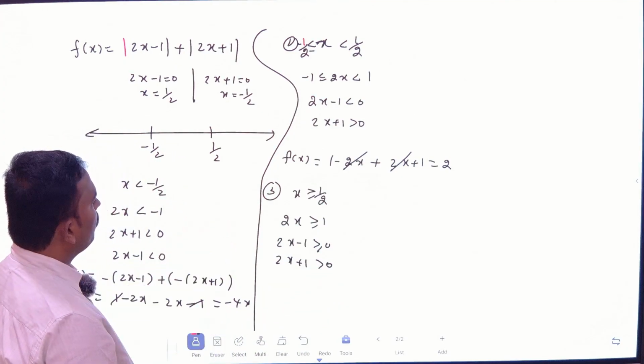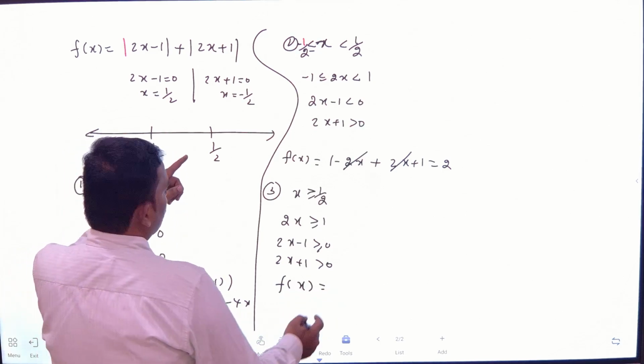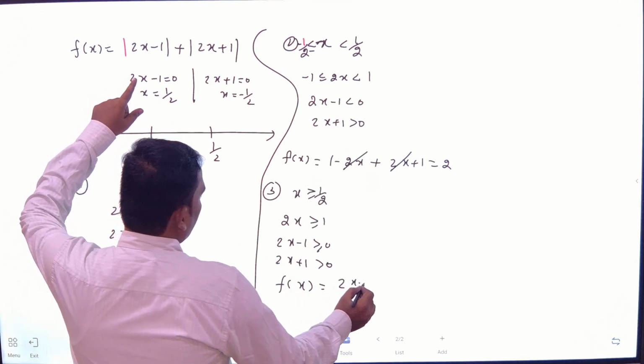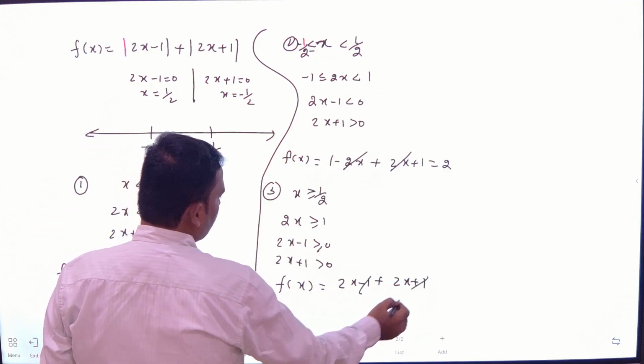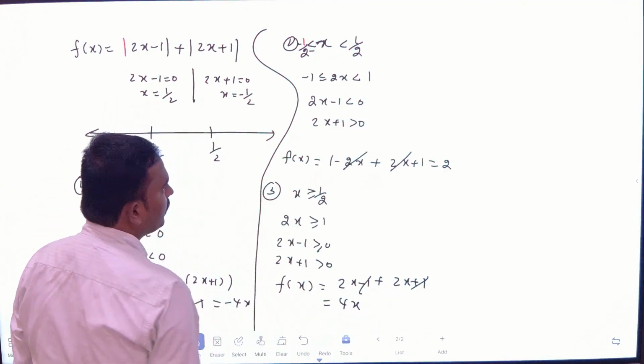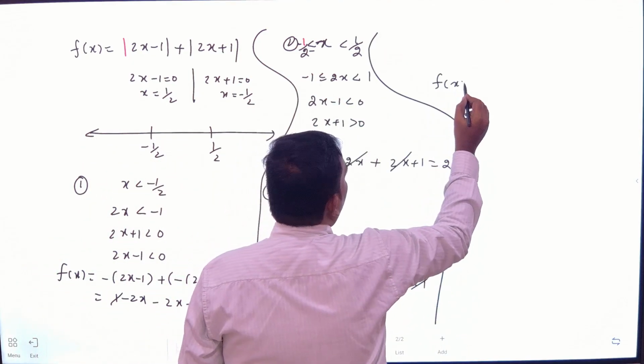So therefore, how to define the f of x? F of x equal to, so positive means 2x minus 1 plus 2x plus 1 here. So minus 1 plus 1 cancel, it will get 4x. The whole f of x, how to redefine this f of x?